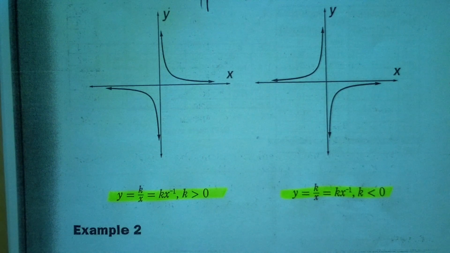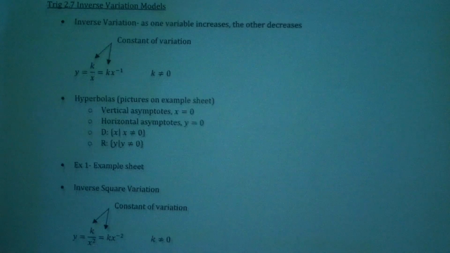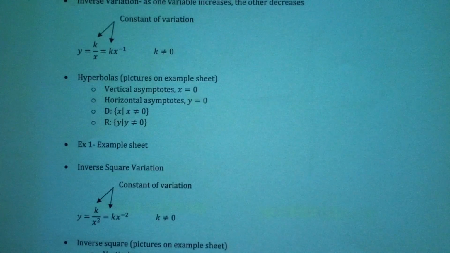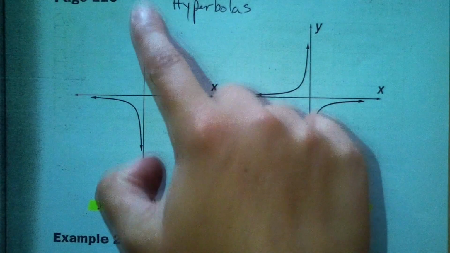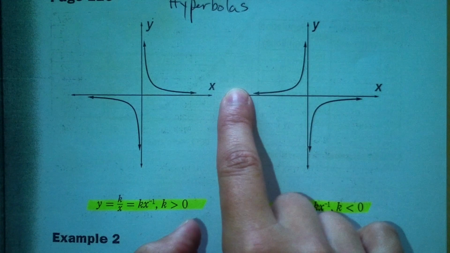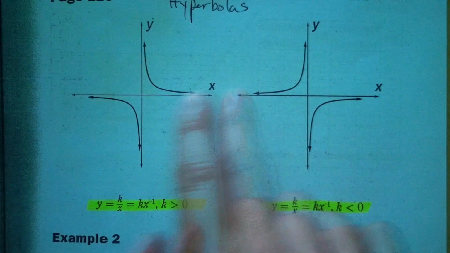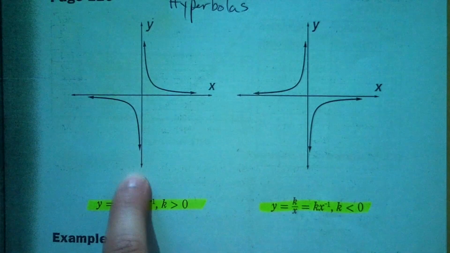Okay. So just some things that happen with each of those. You're always going to have horizontal and vertical asymptotes. Asymptotes, like we've talked about before, are basically places that it's going to get really, really close to, but it's never going to cross. So you'll have that at your x-axis and your y-axis on both of those. And then your domain is all real numbers except 0.